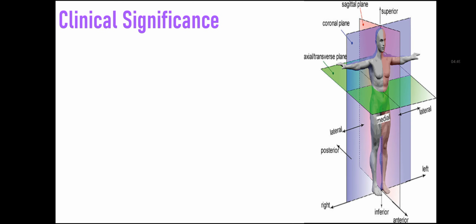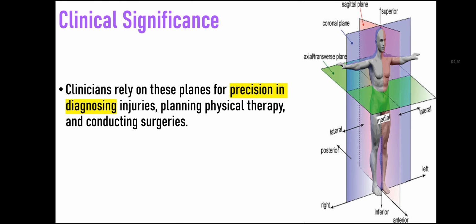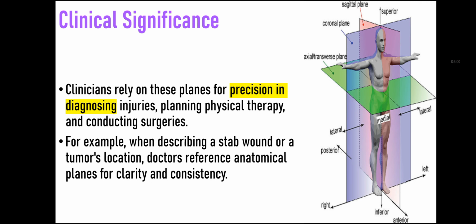Now let's talk about the clinical significance of these anatomical planes. Clinicians rely on these planes for precision in diagnosing injuries, planning physical therapy, and conducting surgery. For example, when describing a stab wound or a tumor's location, doctors refer to anatomical planes for clarity and consistency.